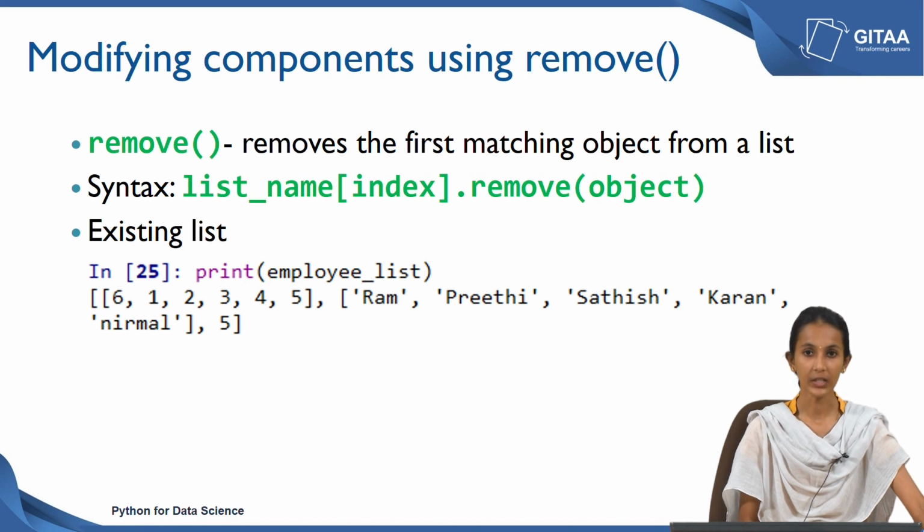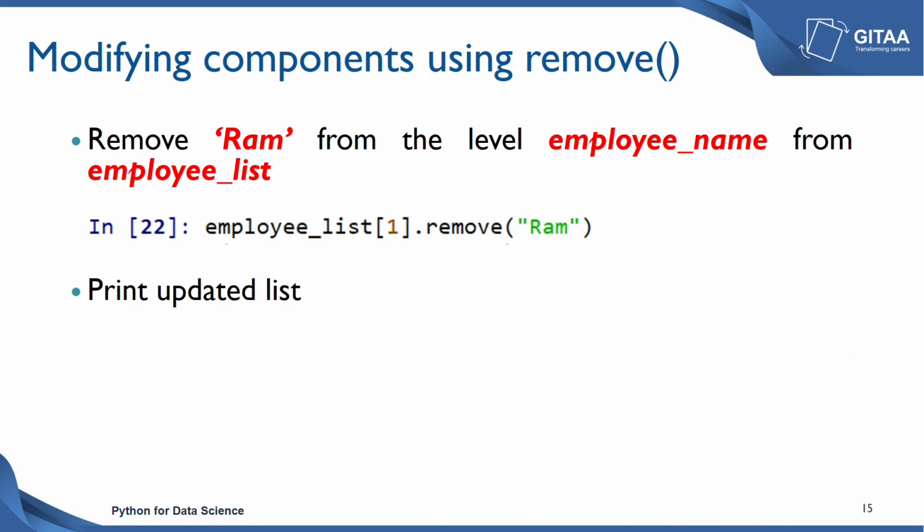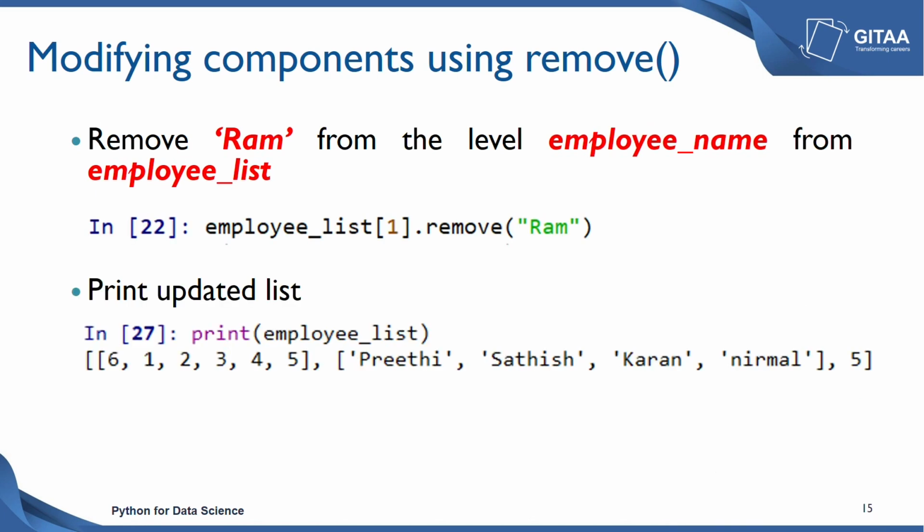We have one Preeti, one Satish, one Karan and one Nimal. If you give dot remove Ram, it will remove Ram from the employee_list. When you print the updated list, Ram will be removed. Now you will have the IDs 6, 1, 2, 3, 4 and 5, and you will have 4 employees: Preeti, Satish, Karan, Nirmal, and the number of employees is equal to 5. Since Ram occurred once, it has been removed.